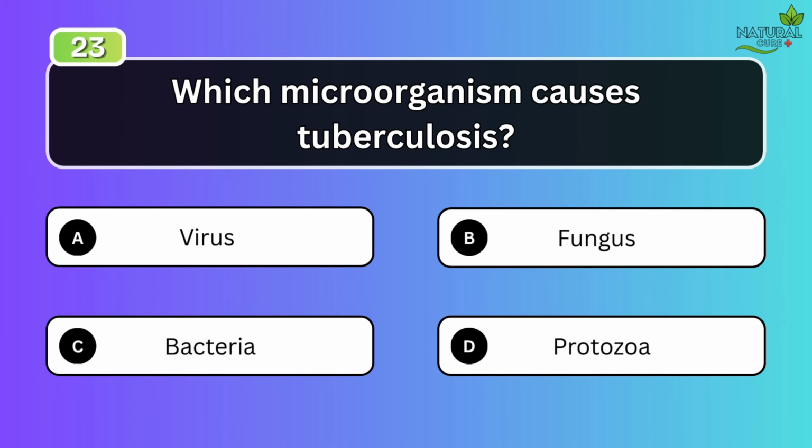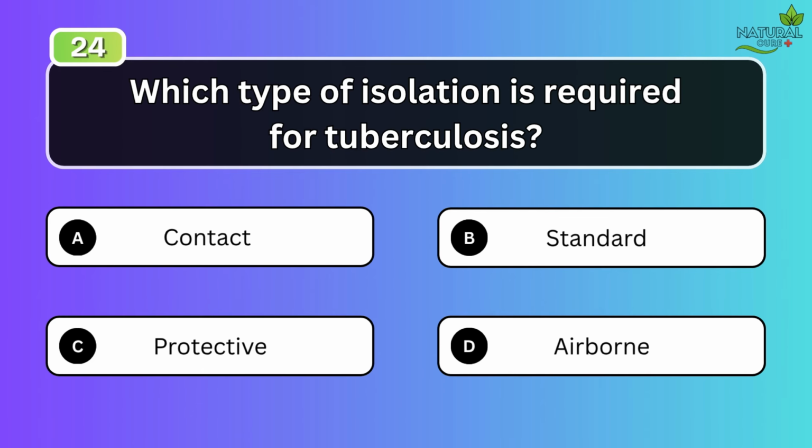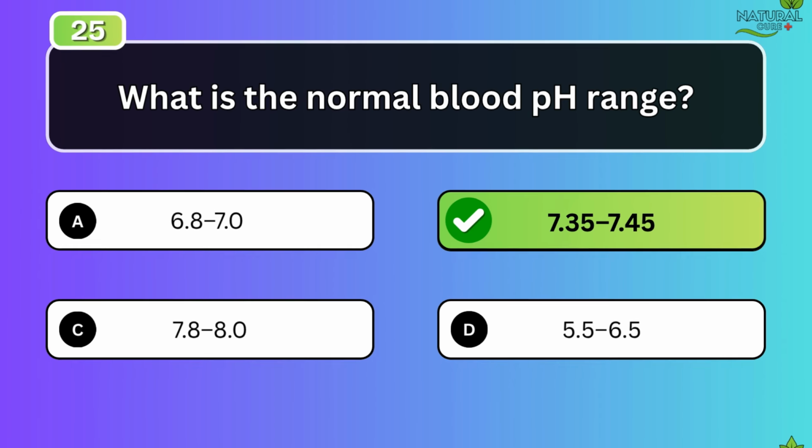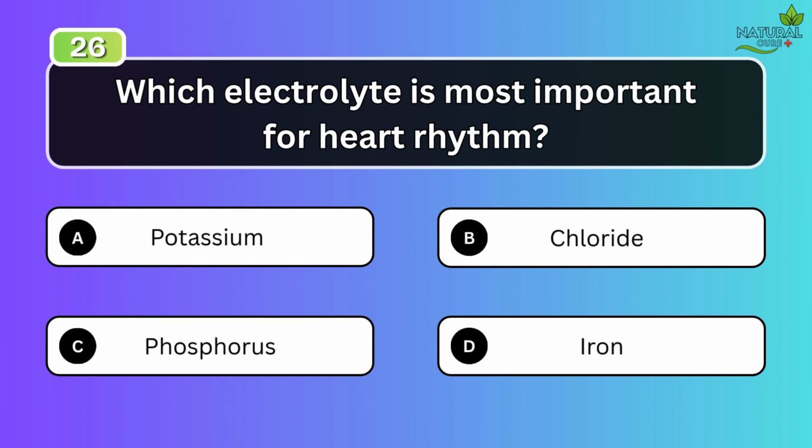Which microorganism causes tuberculosis? Which type of isolation is required for tuberculosis? What is the normal blood pH range? Which electrolyte is most important for heart rhythm?